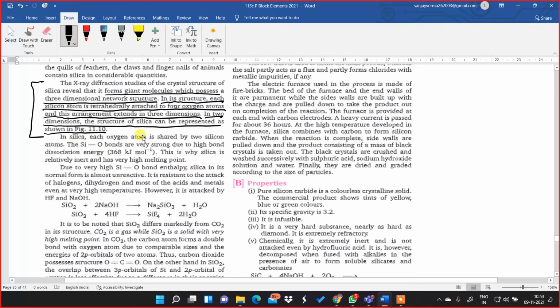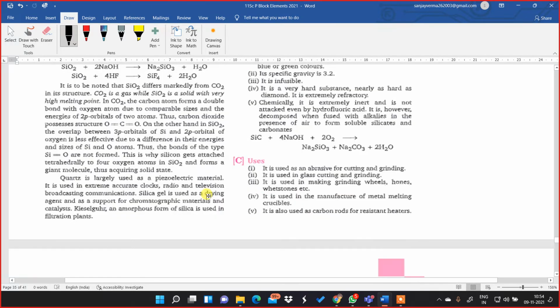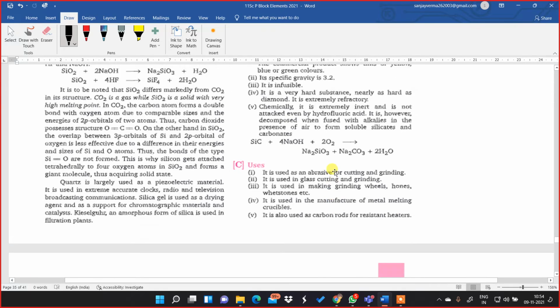Now, in silica, each oxygen atom is shared by two silicon atoms. Si-O bonds are very strong due to high bond dissociation energy. This is why silica is relatively inert and has a very high melting point also. Okay, so this you remember, this part till here. Then after the structure, comparison of this silicon dioxide with carbon dioxide is required. That we will come to later on.